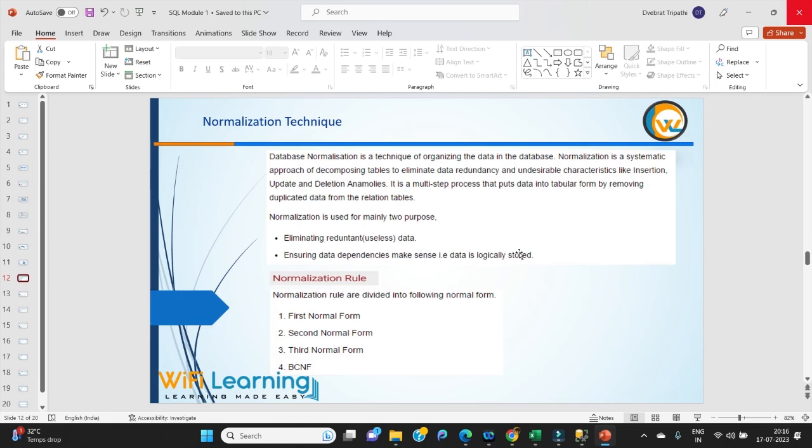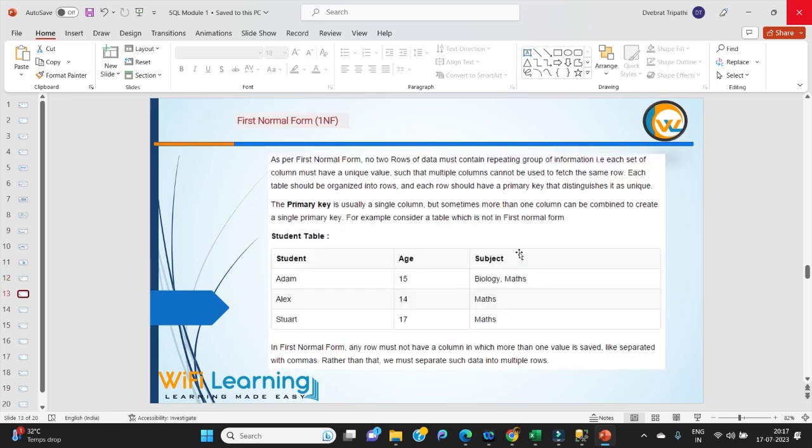To maintain all this, some normalization techniques were created, named first normal form, second normal form, third normal form, and BCNF. We will see those steps one by one. So let's see what the first normal form is.